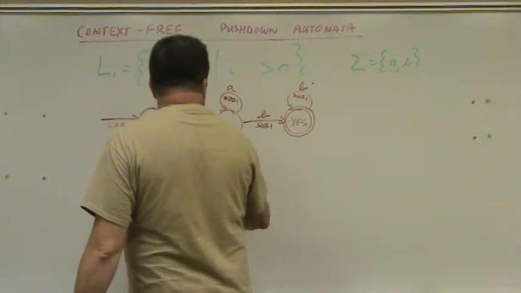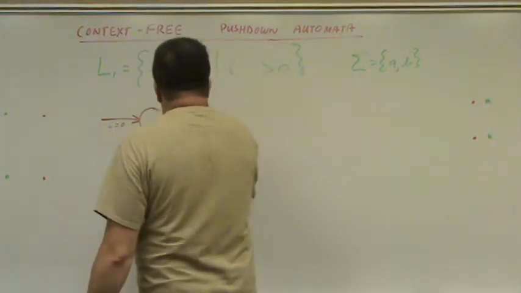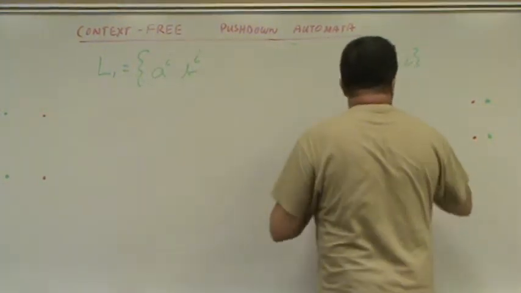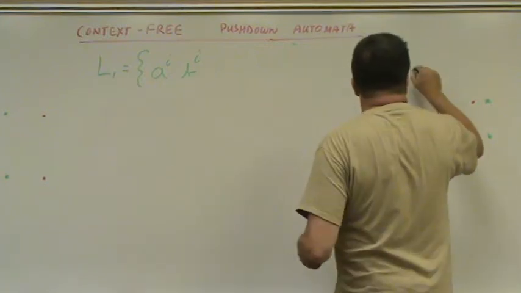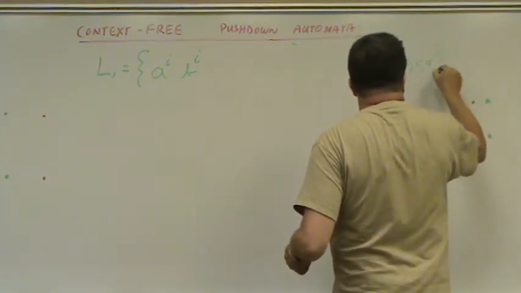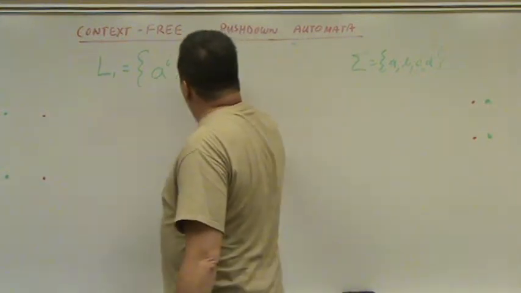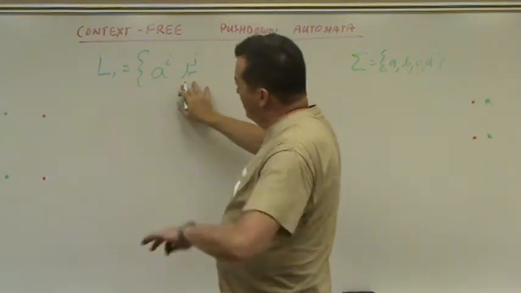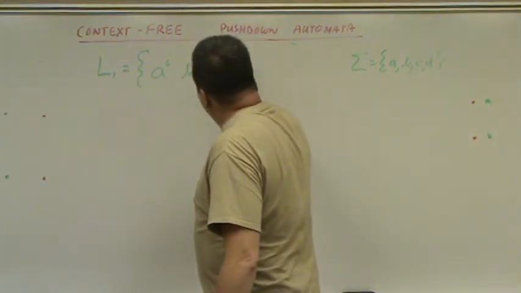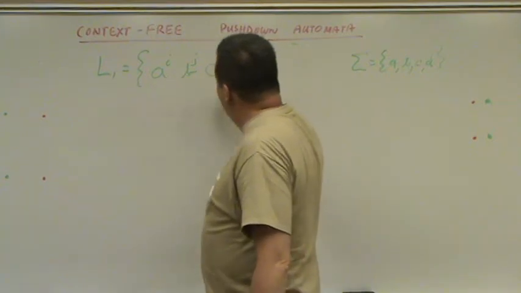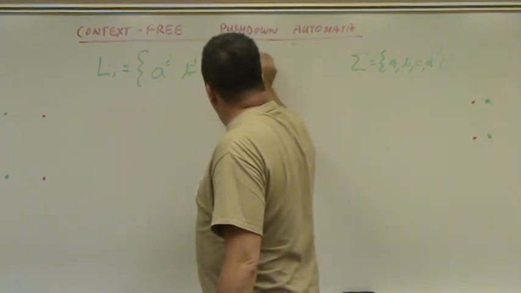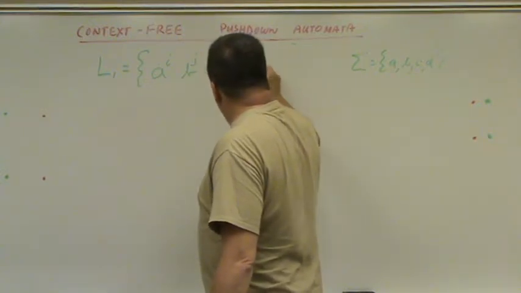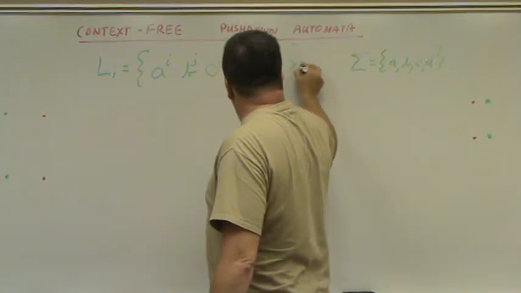But suppose we had a language that was like this. I'm going to change the alphabet. I'm going to add 2 more letters, C and D. And I'm going to say the language has a number of A's, then a different number of B's, then the number of C's has to match the number of A's, and then the number of D's has to match the number of B's. And I and J are greater than 0.